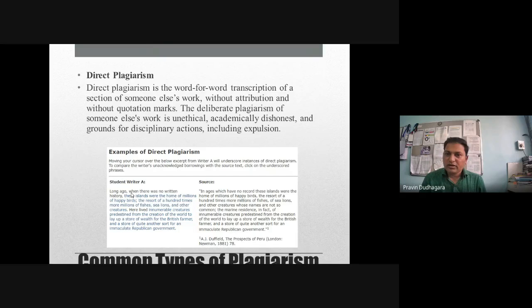Okay, now we go through direct plagiarism. Direct plagiarism, that means, say this is one example. The source is, I'm not reading the entire sentence: In edges which have no record, these islands were the home of millions of happy birds, originally published by Ajay Default in 1881. Now one student uses that particular source, and you can see that the blue color words are already changed from the original source. So this is nothing but word-to-word transcription of a section of someone else's work, mentioned as your work. That is known as direct plagiarism. You are copying the entire paragraph and putting it into your own script without giving credit to the original authors. So that is known as direct plagiarism.